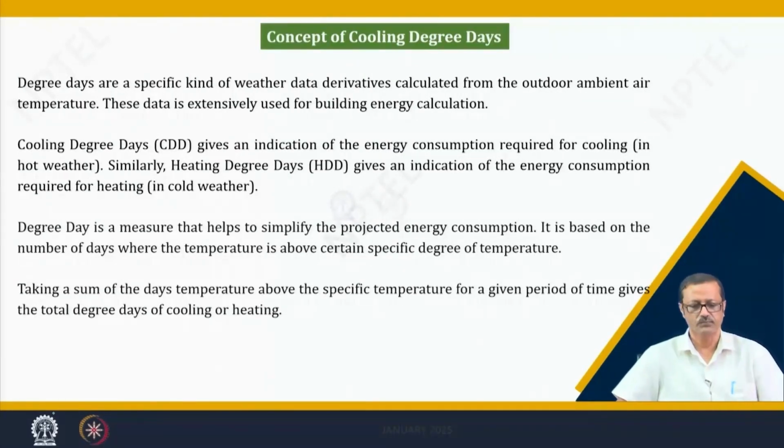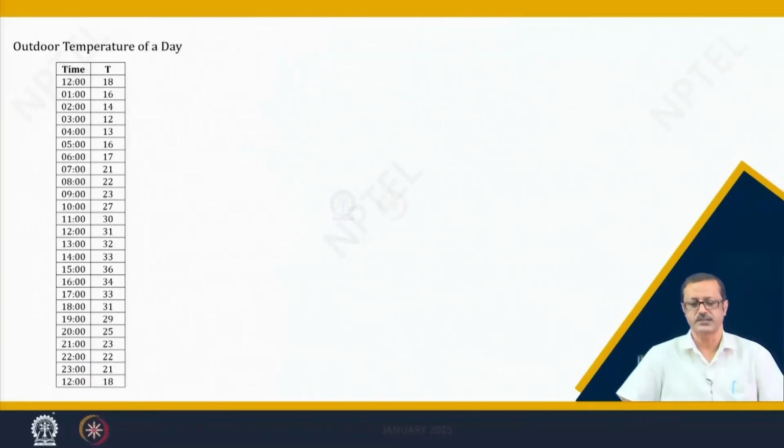So, when this kind of periodicity is available, we can get some weather or temperature data, at least for any city, maybe a monthly average or a daily average, and we can go to a calculation mode to see how many degree days there are per month and how much these deviations are. To explain that, let us take 1 day of temperature data.